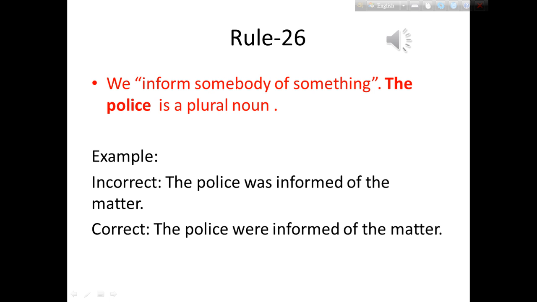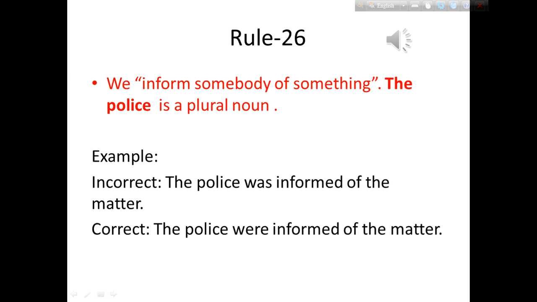Rule 26. It is about the word inform. So the rule is we inform somebody of something, and we have another piece of information here for you, that is the police is a plural noun, because with the word the police we mean the entire police group.